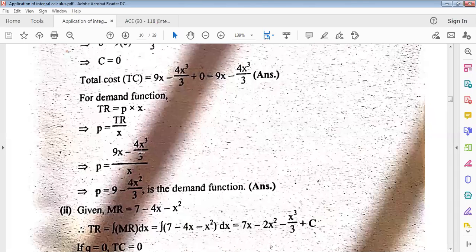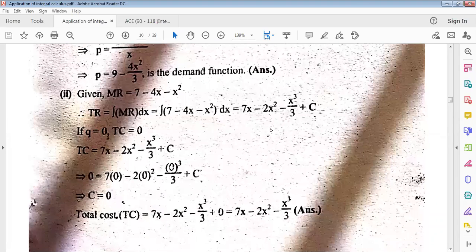So 9x minus 4x cubed by 3. Dividing by x: 9x divided by x gives only 9, since x is cut. Then 4x square by 3, divided by x, only a single x is cut. Actually, this is the demand function. In the previous example, we found the demand law like this.